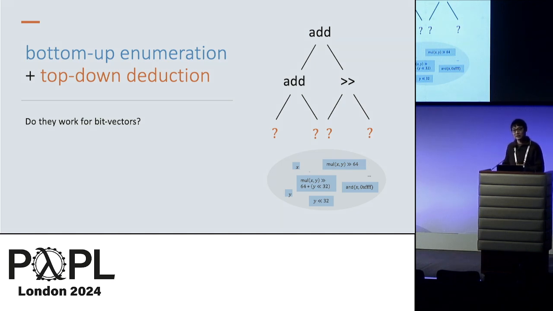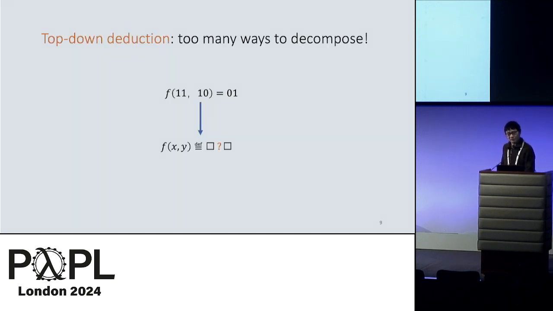Well, not really, as evidenced by a lot of unsolved problems like Hacker's Delight. So what's the problem? What makes bit vectors so difficult? From the point of view of top-down deduction, the problem is that you have too many different ways to decompose. Even if you have a very simple example, you have two inputs, 1, 1 and 1, 0, and you want to have 0, 1 as the output.